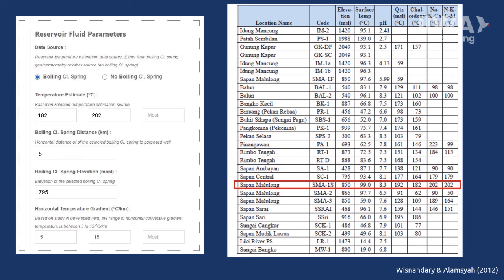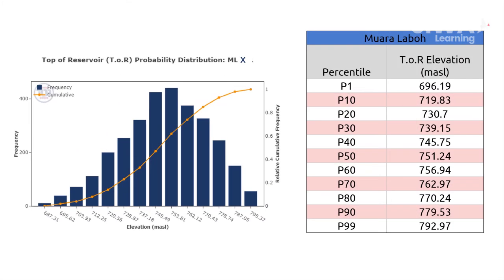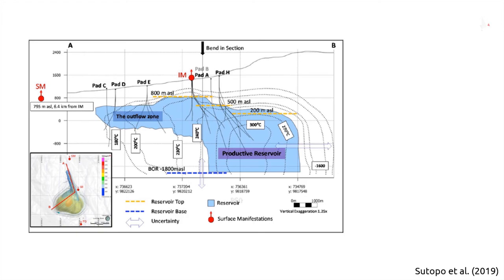After that, we can run and see the result of Jiwa TOR. This is the result of the well MLX top of reservoir using Jiwa TOR. The Jiwa TOR estimation result of well MLX shows the top of the reservoir uncertainties at around 100 meters. Next, let's try to compare with actual well data.